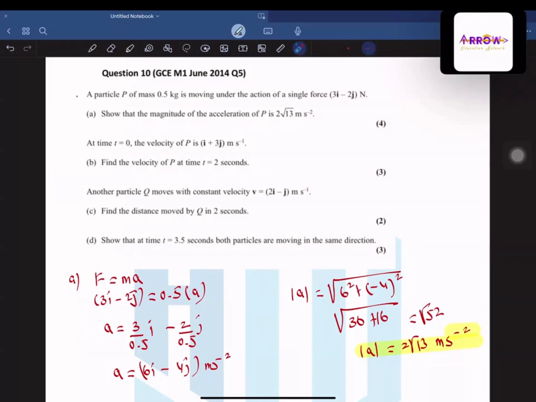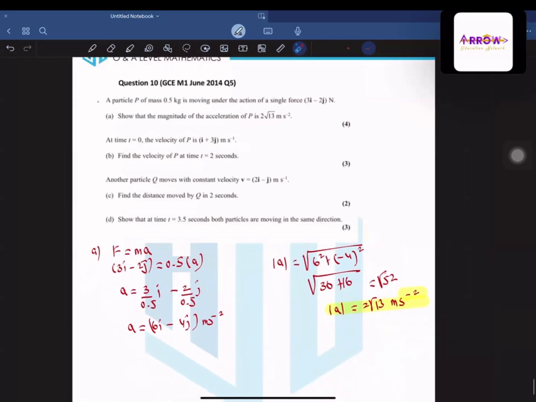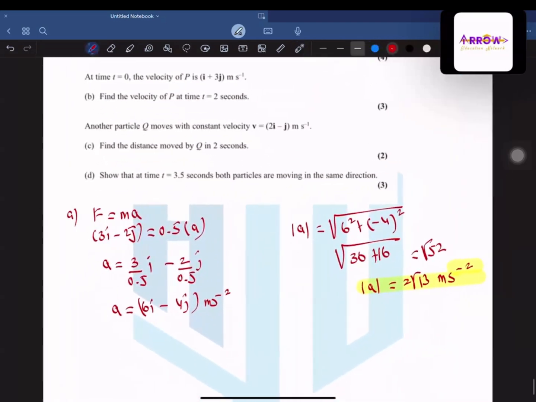It says that at time t equal to 0, the velocity of the particle is i plus 3j meter per second. So this is basically the initial velocity vector. This is the u vector because it is the velocity at time t equal to 0. The requirement of part B is to find the velocity of the particle at time t equal to 2 seconds. Wonderful. We have found the acceleration vector in terms of i and j in part A, so we are going to use that.